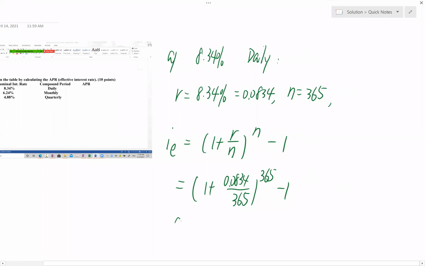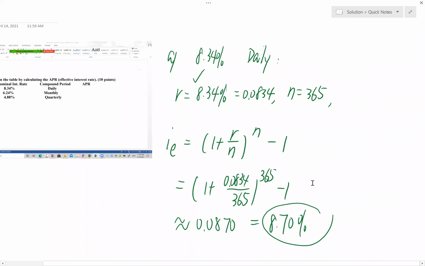So this is approximately equal to 0.0870. So what they're saying is the actual borrowing cost, or the effective interest rate, is 8.70%, which is slightly higher compared to the nominal rate. That's always the case, right? And with a more frequent compounding period, the actual rate is higher. Okay, so this is part A.